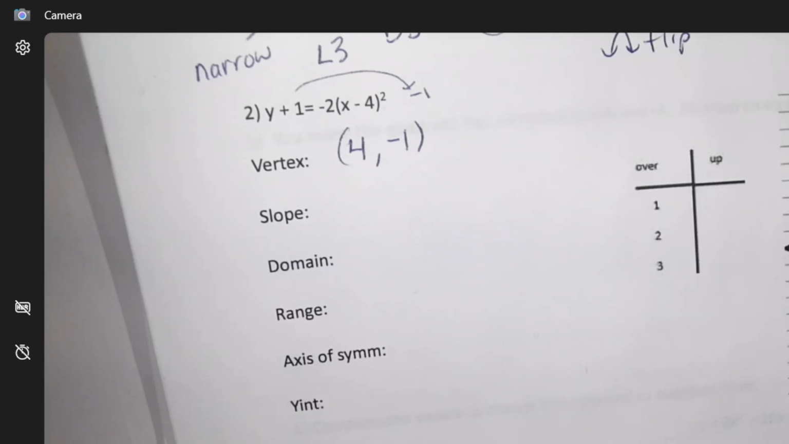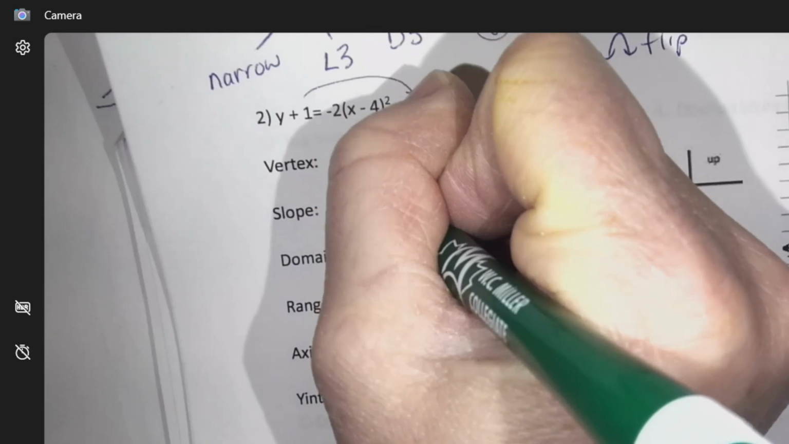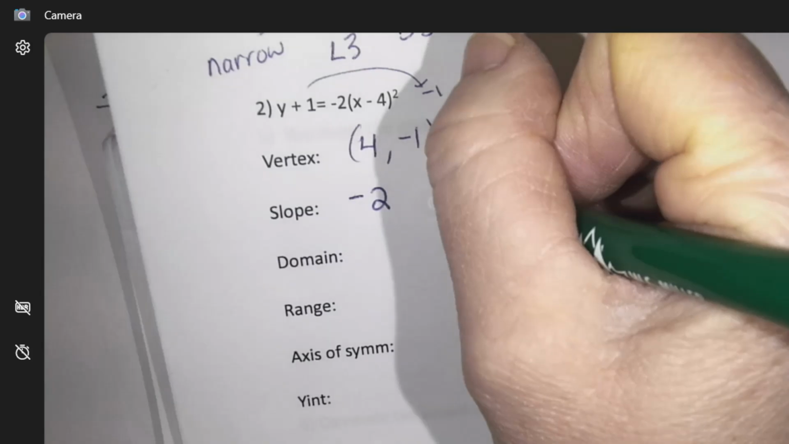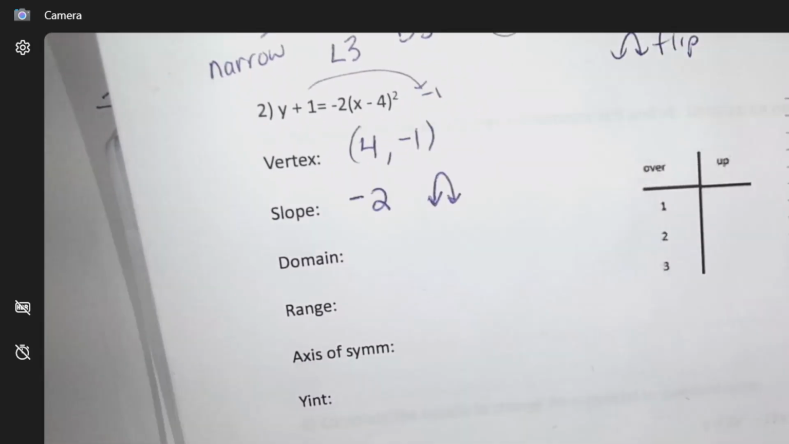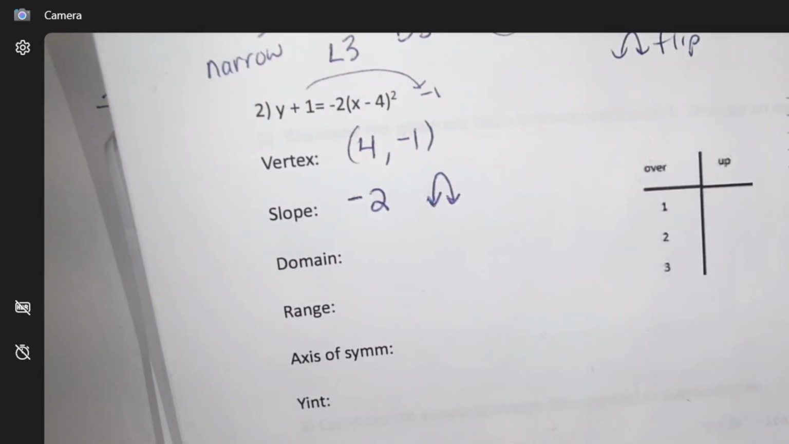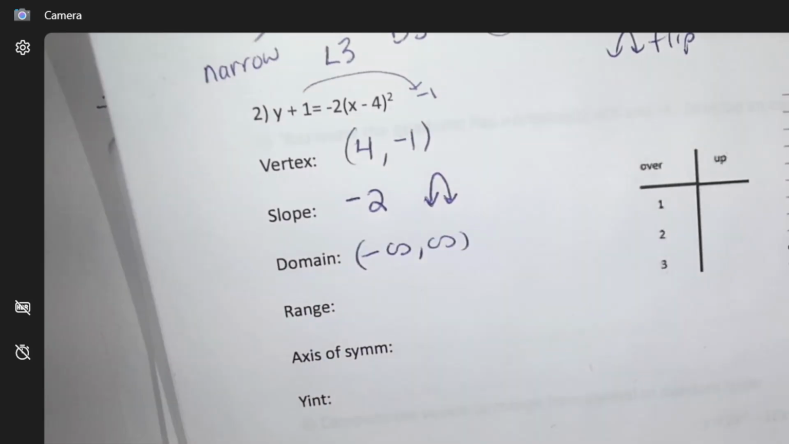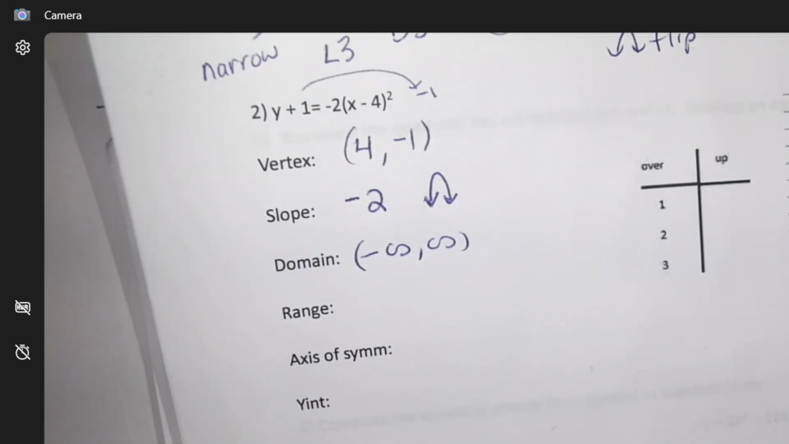Slope, that's the multiplier. So negative 2 is the slope. What does that already tell me about this shape? It's going to be flipped like that, and it's also going to be narrower, skinnier. Domain, this is supposed to be your free point. Every parabola goes what on the left and what on the right? Negative infinity to positive infinity. If you wrote it the other way around, positive infinity to negative infinity, which sometimes happens, you would get that wrong, right? Because it's like reading a book. You have to do it in order, left to right.